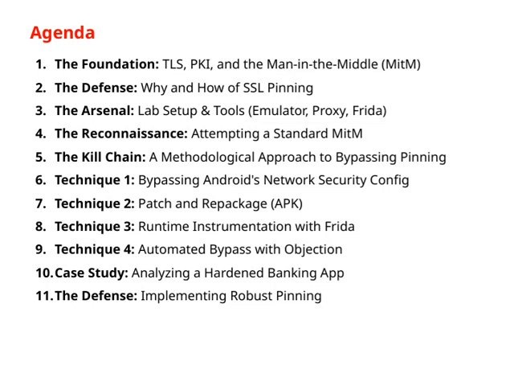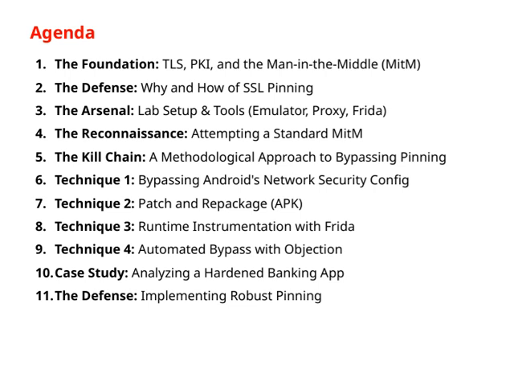When we talk about the foundation of secure communications, we need to understand TLS, PKI, and the threat of man-in-the-middle attacks. These are the core components that keep data safe during transmission. TLS, or Transport Layer Security, is what encrypts the connection, while PKI, or Public Key Infrastructure, manages the digital certificates that verify identities. But despite these defenses, attackers can still attempt MITM attacks to intercept or manipulate data. This is where the defense mechanisms come into play, particularly SSL pinning. SSL pinning enhances security by ensuring that the app only trusts specific certificates, preventing attackers from using fake certificates to intercept traffic. Knowing why and how to implement SSL pinning is crucial for strengthening your app's security posture.